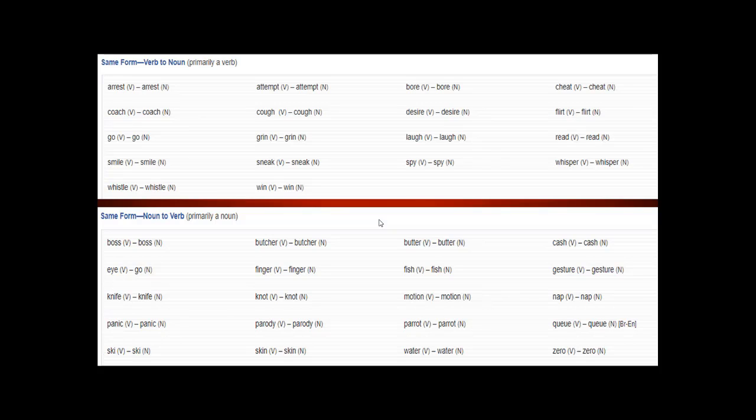Sometimes the same form was initially attributed to the noun, but we use it for the verb as well, like boss as a noun, as a person, which can be used as a verb, like fish and fish, like cash for the money and cash, like water for the liquid and water for the verb. So here we have the same word used for both the nouns and the verbs.